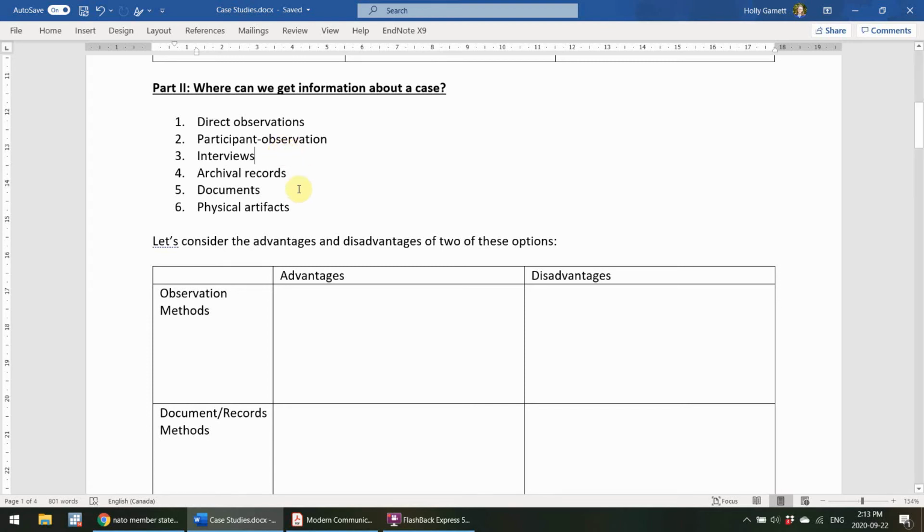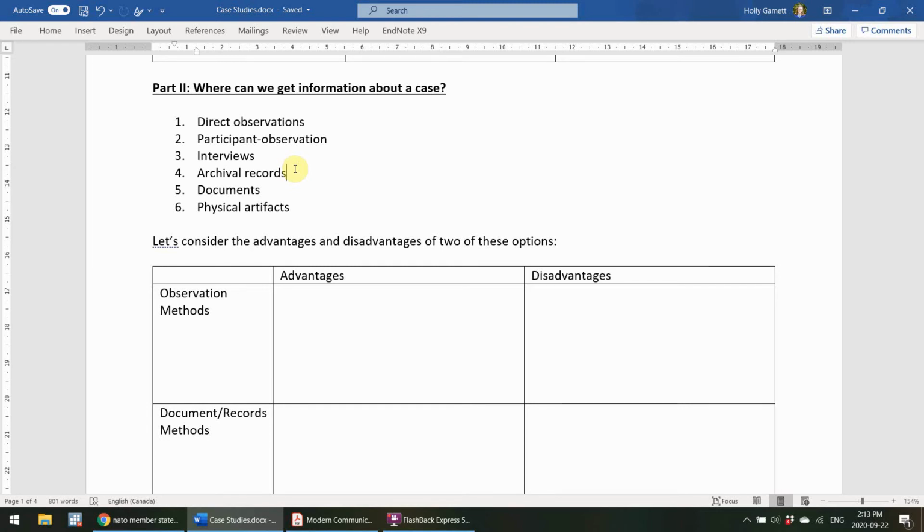Archival records, that's where you would go through documents in the past. Maybe you head on over to the National Archives and you take a look at the Hansard records. So Hansard's the recordings of what had happened in the House of Commons every day. And so you go through the past and you get information about your case that way.